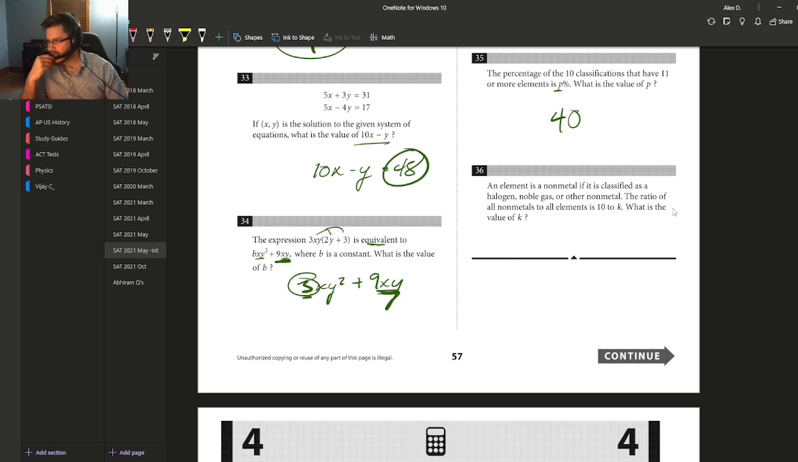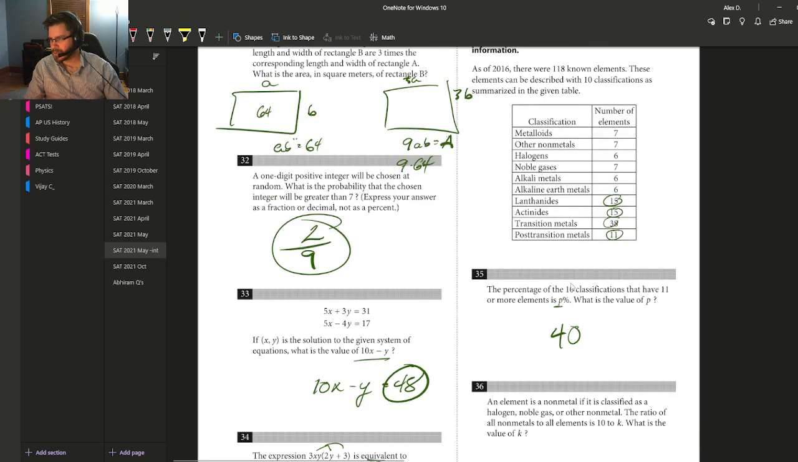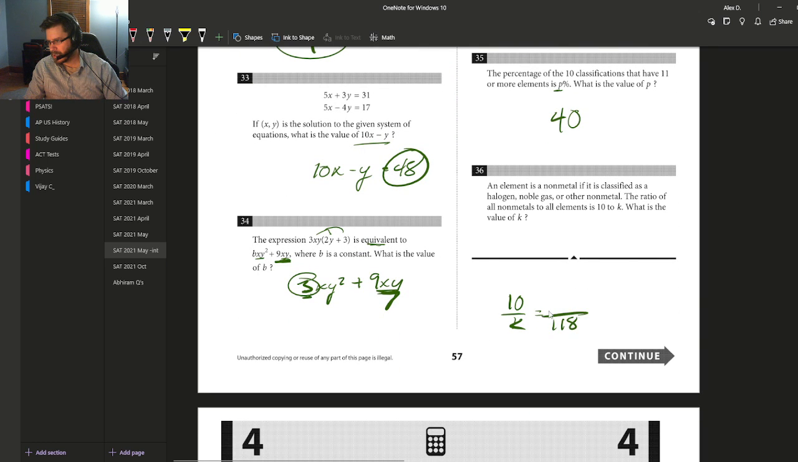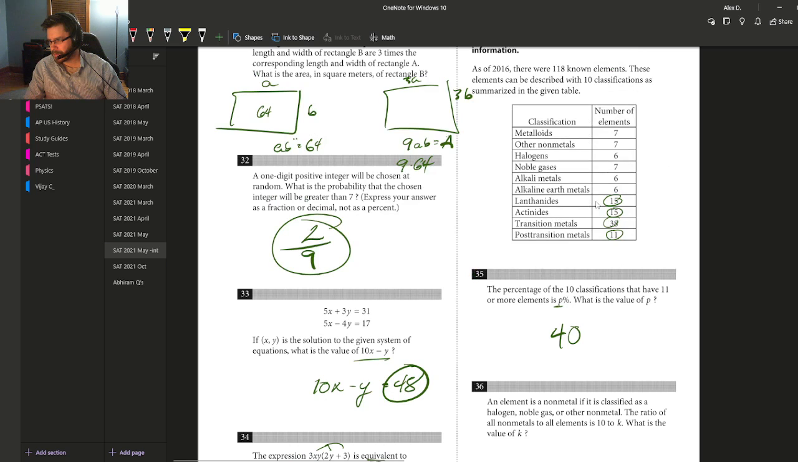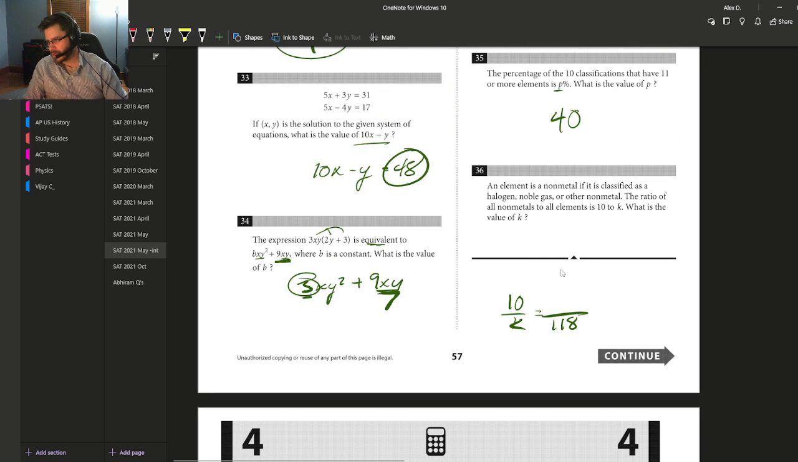Non-metals classified as a halogen. The ratio of all non-metals to all elements is 10 to k. What is the value of k? So non-metals to all elements. All elements is 118. Non-metals is halogen, noble, or other. So that's 20. So 20 over 118. Cross multiply. I caught somebody the other day trying to cross cancel over an equal sign. No, don't do that.